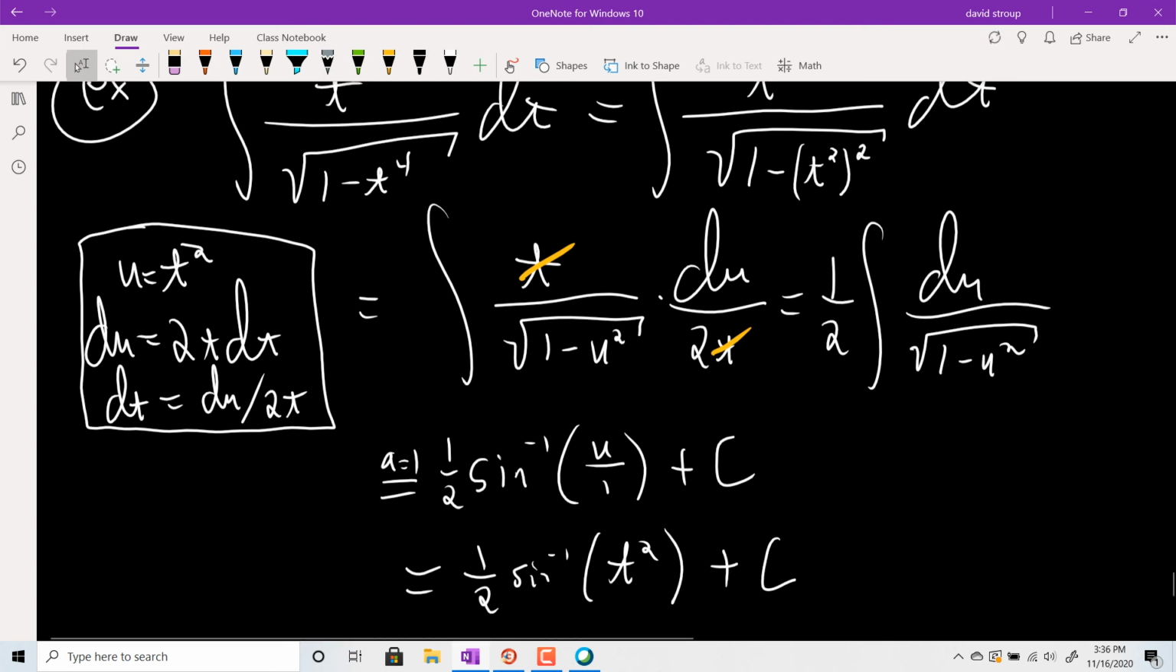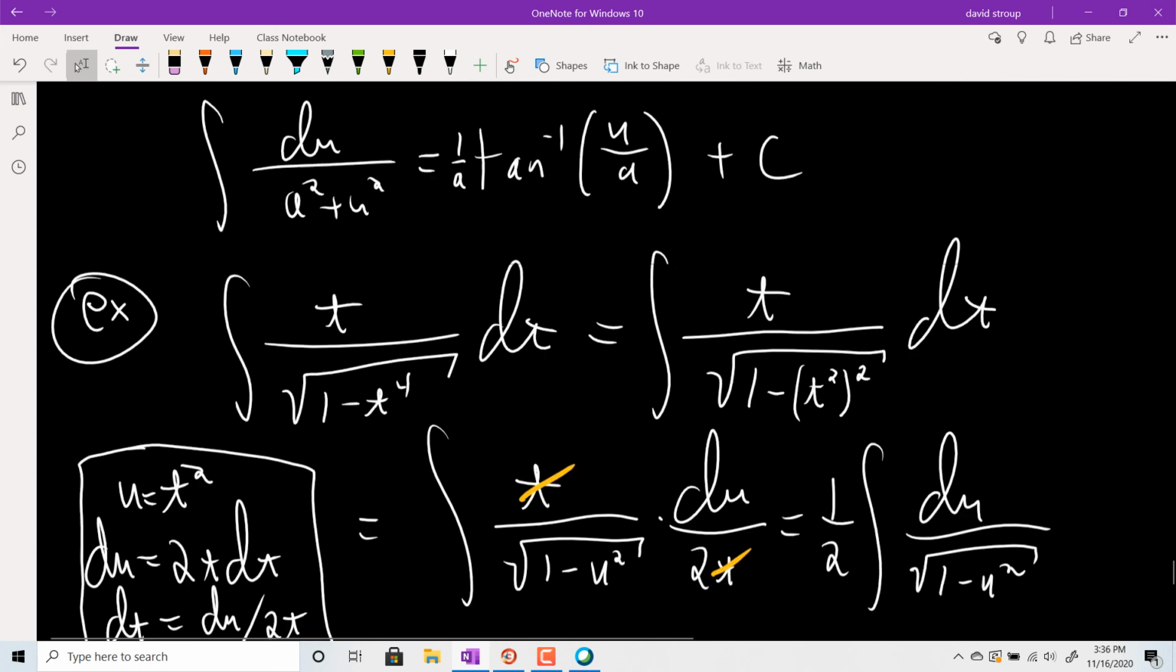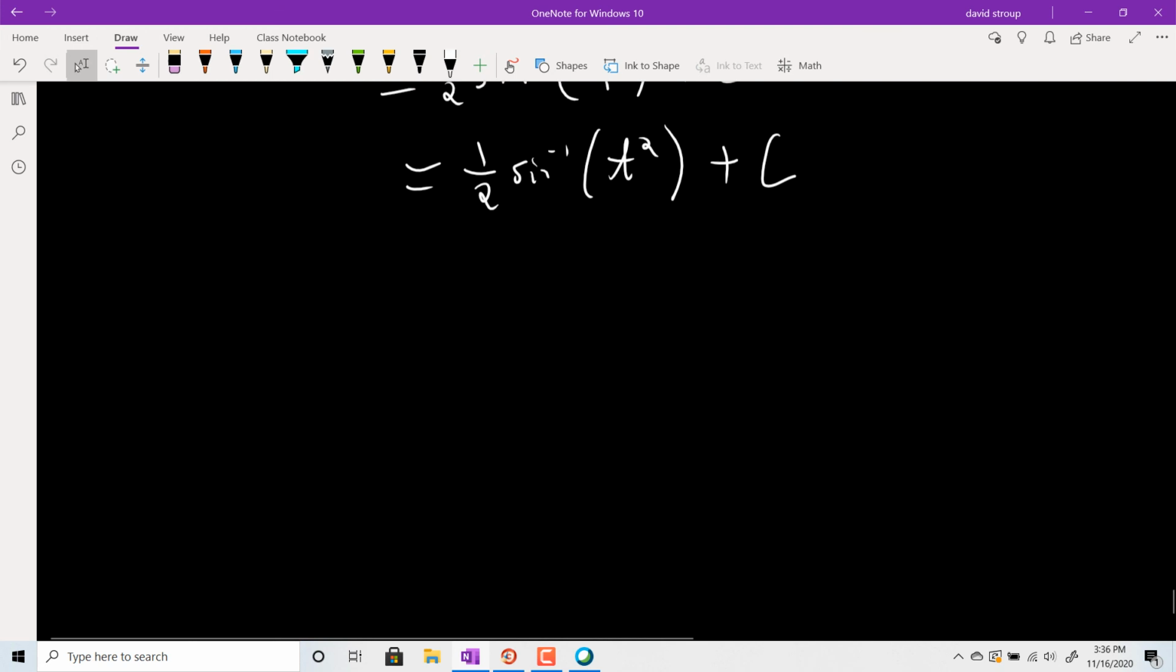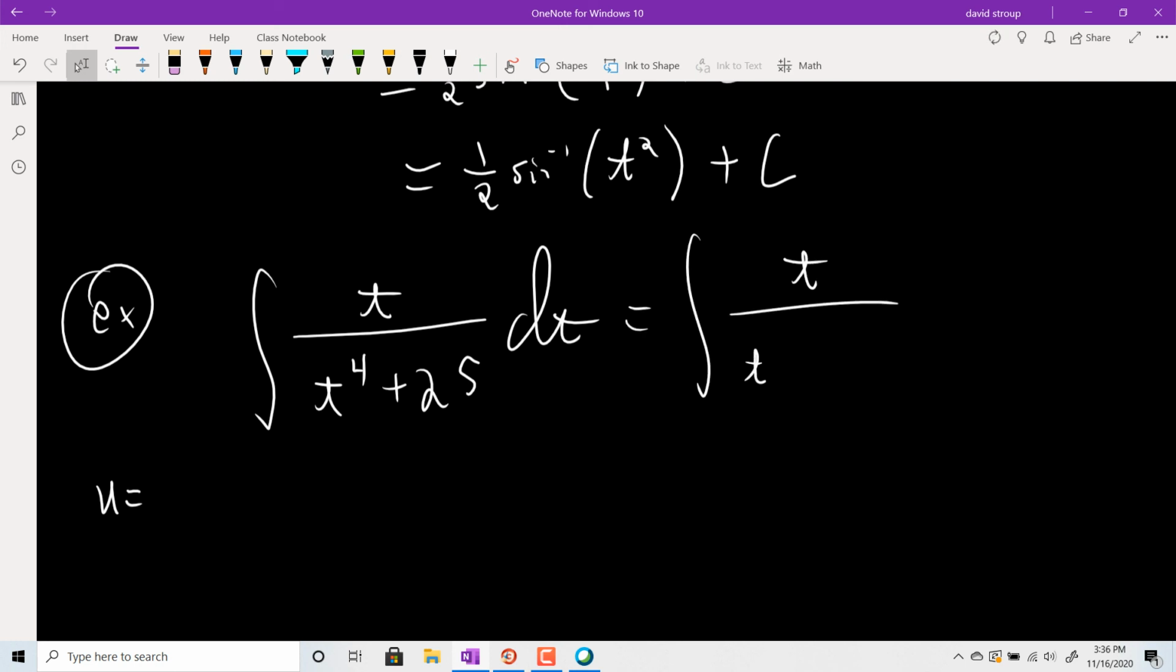Okay. I'll only ask you for inverse sines or inverse tans, so those are the only formulas you'll need for this section. Let's look at a tan version. So this example is a tan type. Integral of t, and it's kind of the same idea, all over t to the fourth plus 25 dt. So again, I'm just going to let my u be t squared, because t to the fourth is the same as t squared squared.